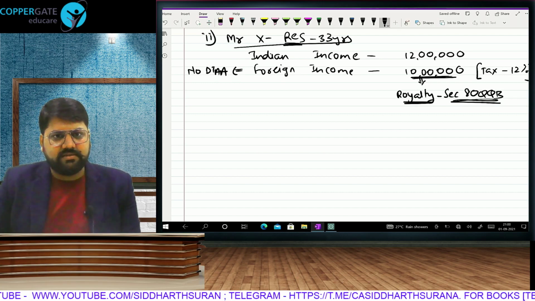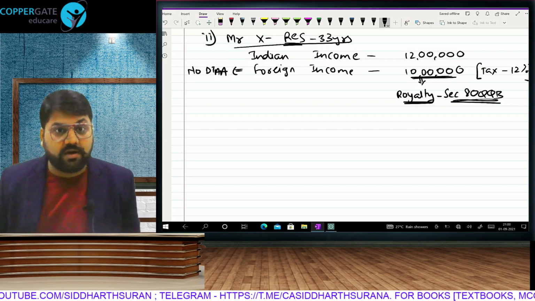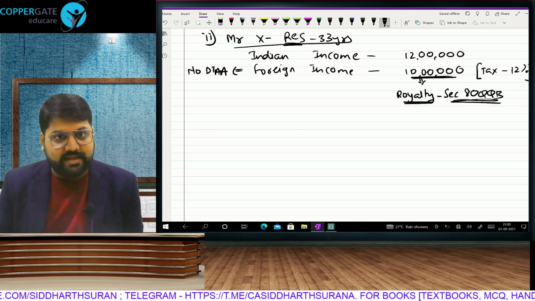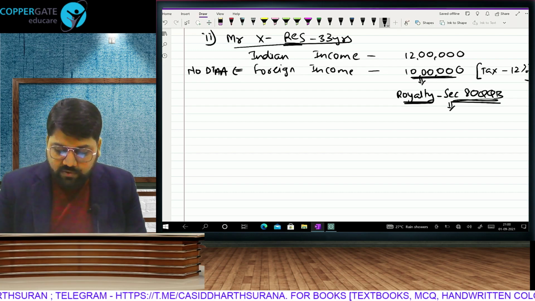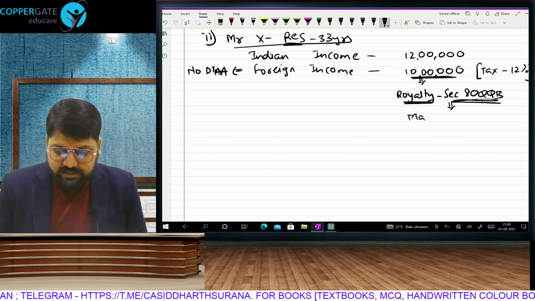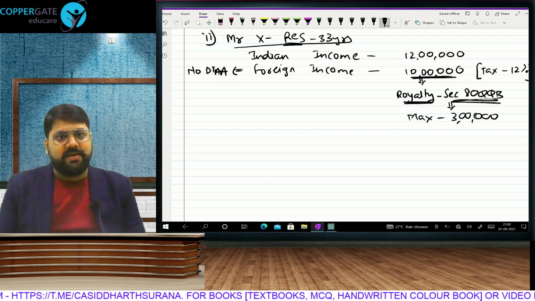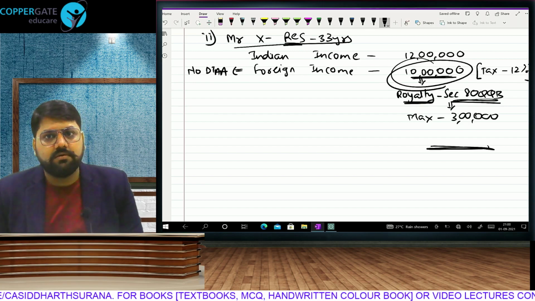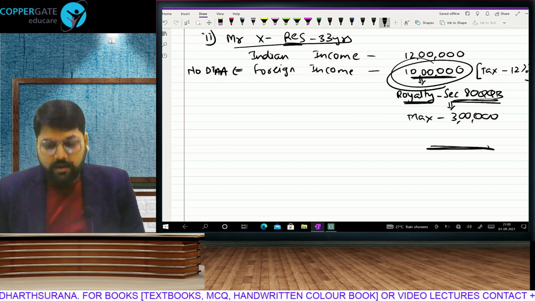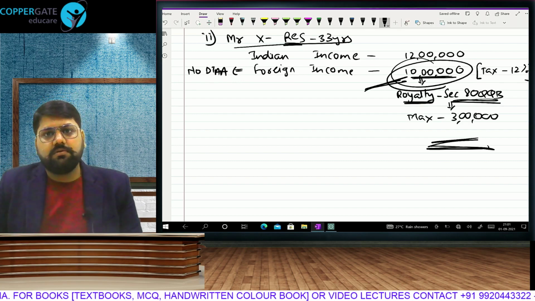Chapter 6A deduction. Whenever you earn royalty income from copyright, the author who is earning this income, you understand 10 lakh is income for the author. Against this 10 lakh, you are allowed to take a chapter 6A deduction of maximum 3 lakh rupees. It is not flat 3 lakh, it is maximum. Listen, this is 10 lakh, no? So the deduction will be 3 lakh. If this was only 1 lakh, then the deduction will be restricted to 1 lakh.